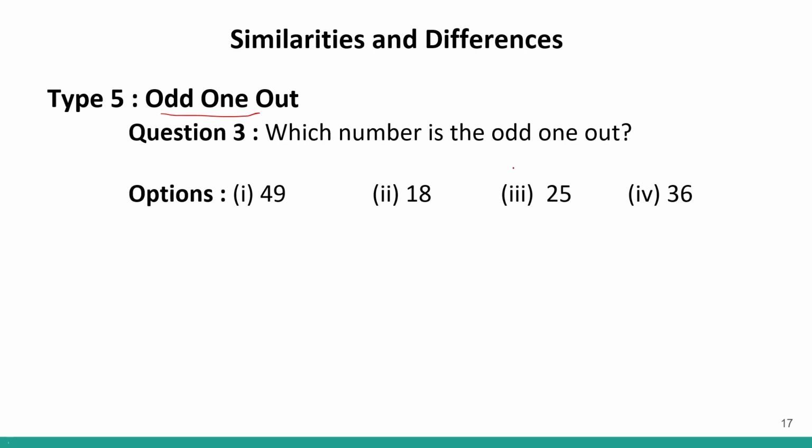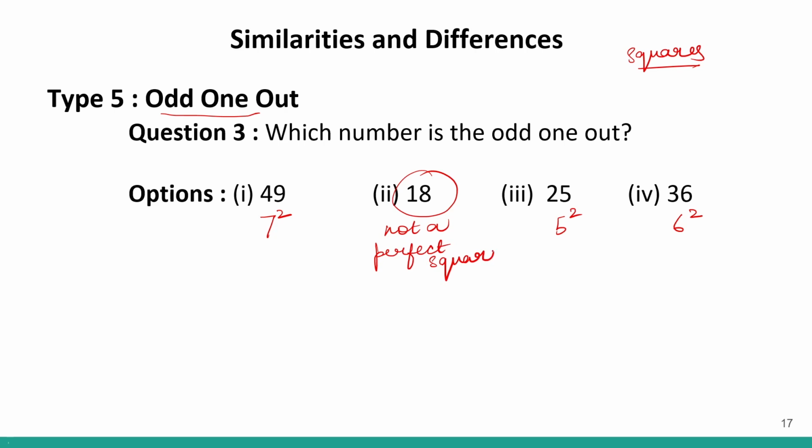Now, when you look at this question, which number is odd one out, we can clearly see, if you remember squares, I told you to remember squares, right? We can clearly see this is 7 square, 49 is 7 square, 25 is 5 square, 36 is 6 square. Only 18 is a number which is not a perfect square. So it is the only number which is different than the rest. So answer will be option number 2, 18.